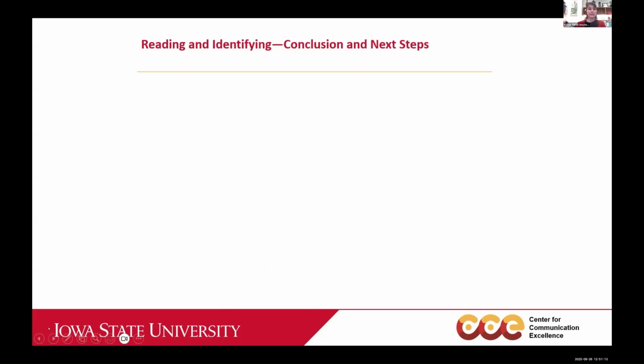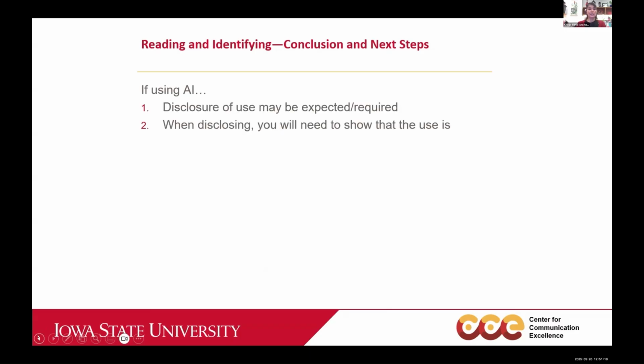So the reading and identifying, if you're using AI, it's important to know that, especially as a graduate student, disclosure of use may be expected or required. Even though our graduate college does not require disclosure for theses and dissertations, the committee might require it. And journals that you're submitting your research to also might require it. So before you get too far down the road, think through the implications of using AI and whether that's something that you would be ready to disclose if it were expected or required.